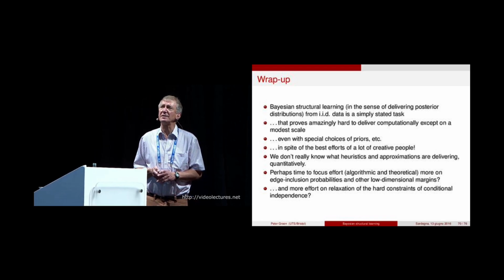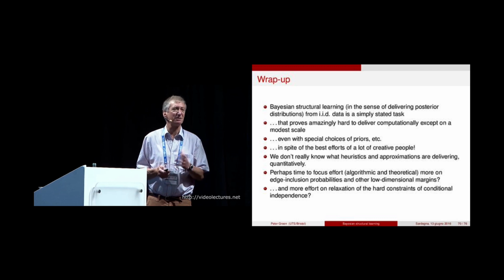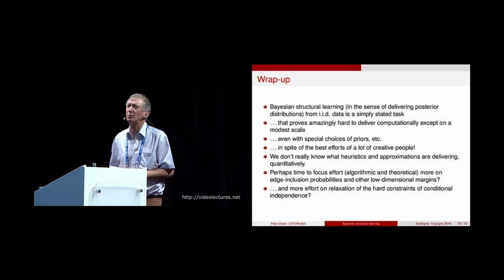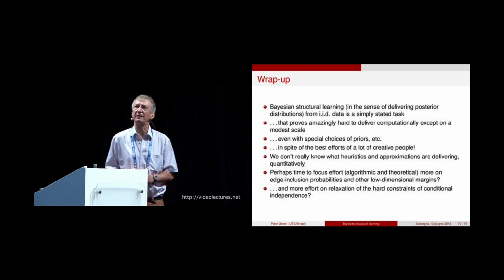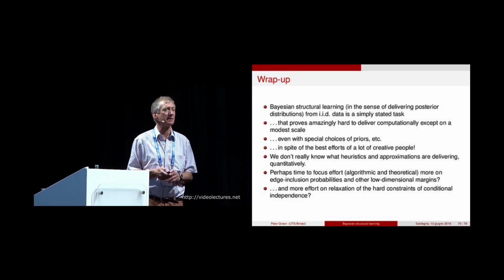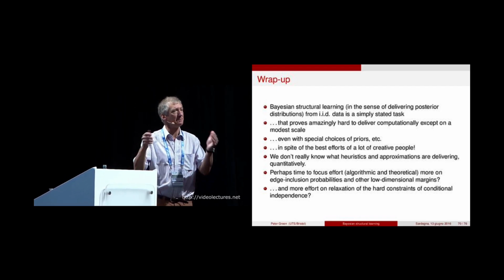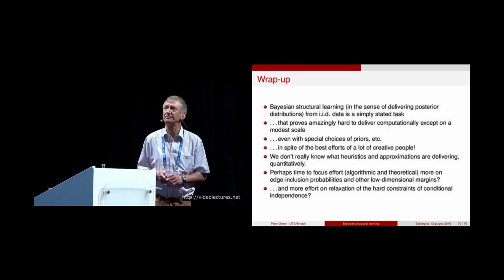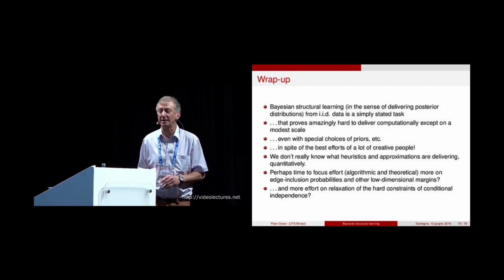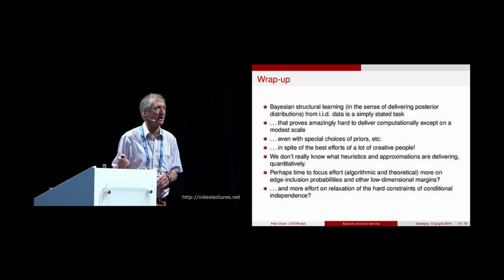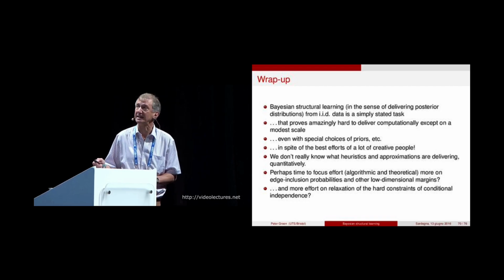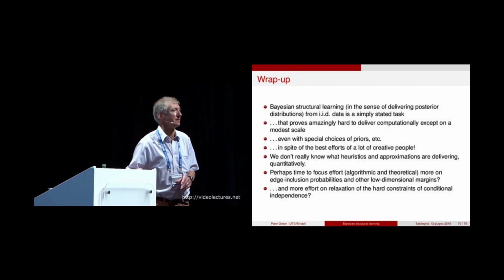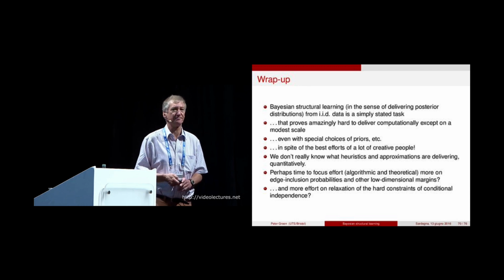I'm wondering whether it's time now to give up, if you like, but perhaps to refocus effort a bit. What we can estimate stably are edge inclusion probabilities and low-dimensional marginals. Perhaps the time has now come to really focus sampling methods on those and on theoretical work that tries to give us some sort of guarantees. And finally, I wonder whether the problems are hard. Well, obviously they are hard because they're discrete, but whether there's opportunities for relaxing the hard constraints and looking at weaker models. Thanks for your attention.